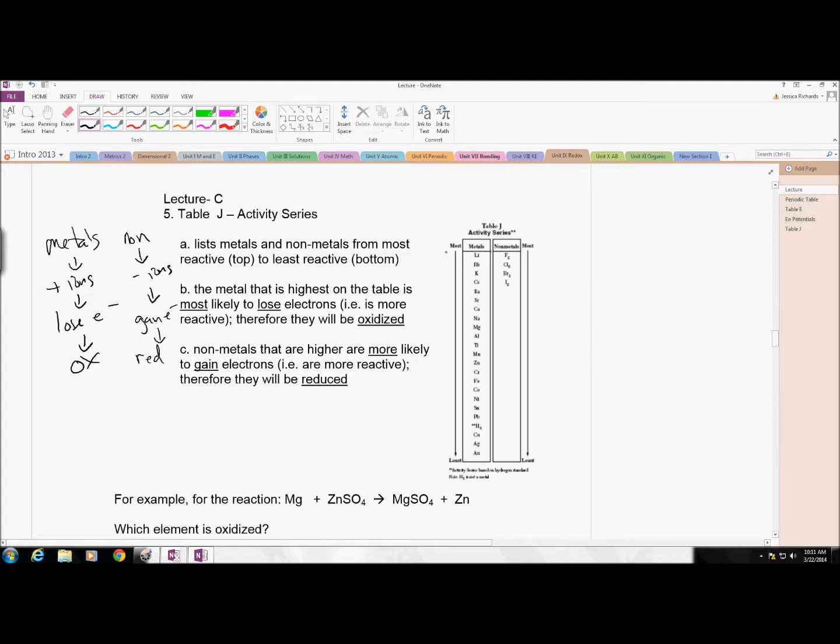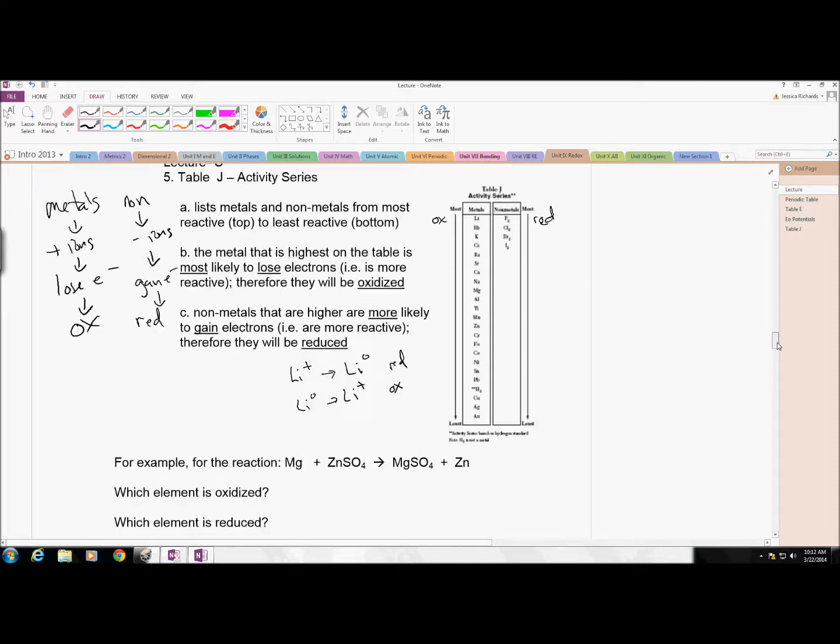So the really reactive metals are on the top, and the chart already tells you that. These are the ones that are most likely to be oxidized. The really reactive nonmetals are at the top. They're the most likely to be reduced. Now when we talk about oxidizing metals versus reducing metals in an equation, remember that metals can only be positive ions. So for example, lithium from +1 to lithium 0 would be reduction. Lithium 0 to lithium +1 would be your oxidation.